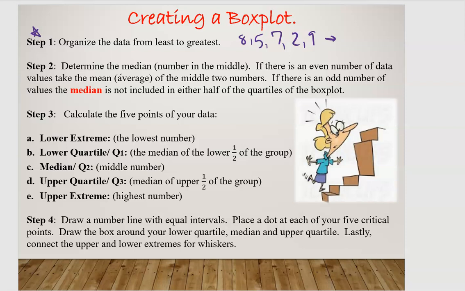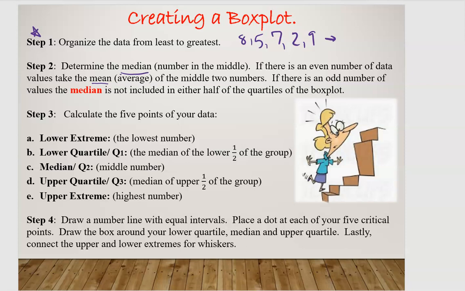You then determine your median. And if there's an even number of data, you take the mean of the middle 2 numbers to find that median. And if there's an odd number, then the median is just that value, and it's not going to be included when we're finding the quartiles.